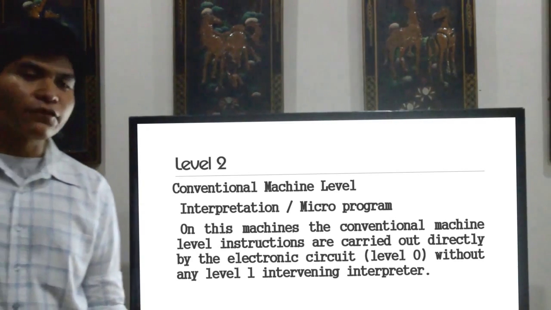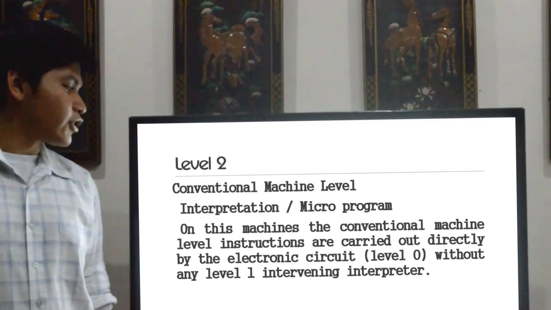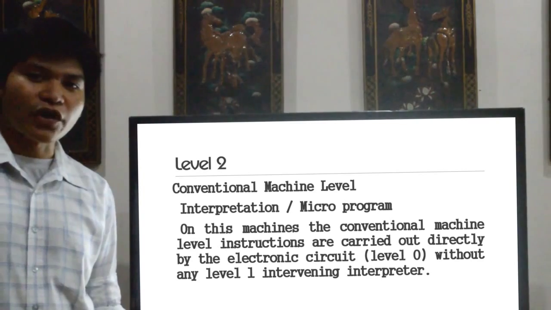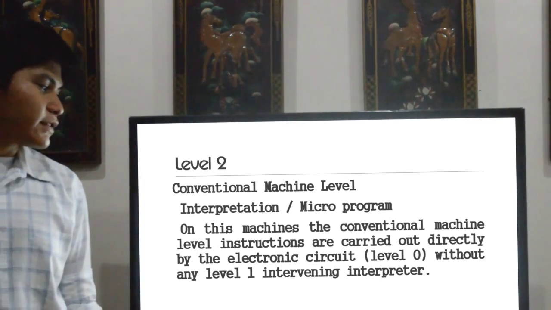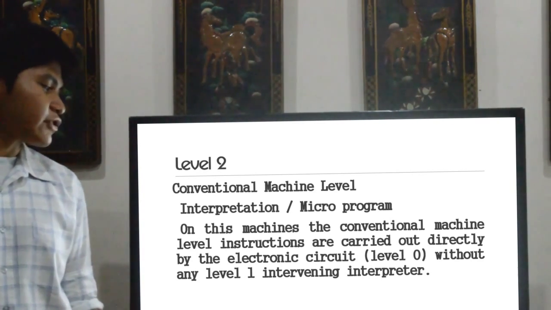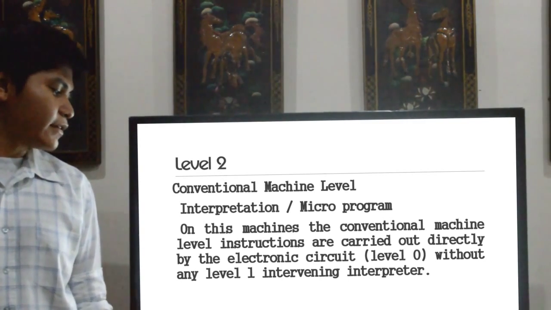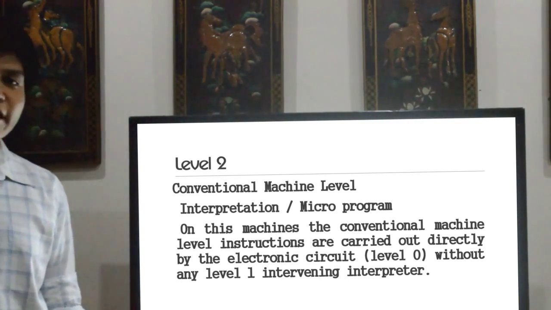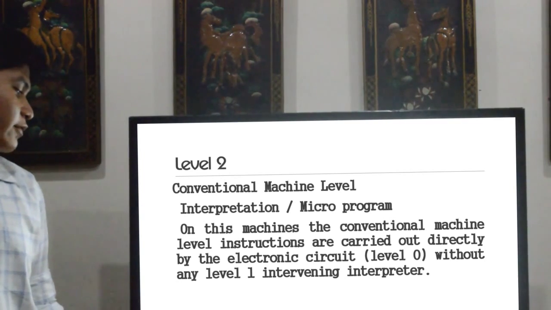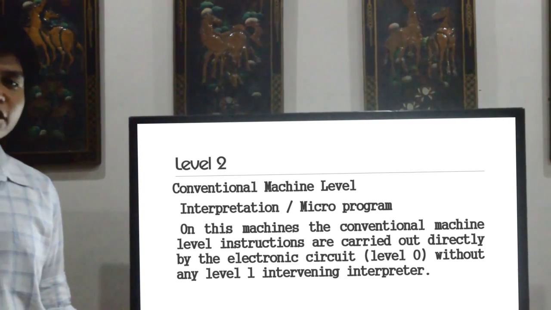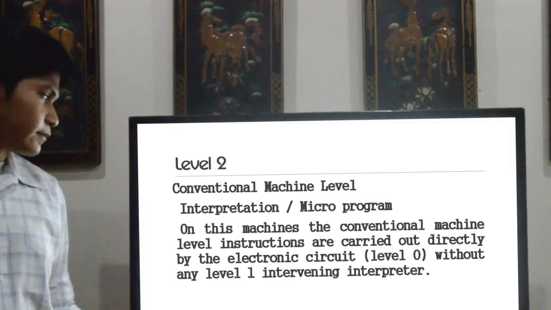Level 2. Conventional machine level. Interpretation or microprogram. On these machines, the conventional machine level instructions are carried out directly by the electronic circuit level 0 without any level 1 intervening interpreter.